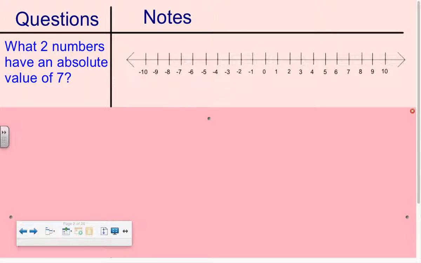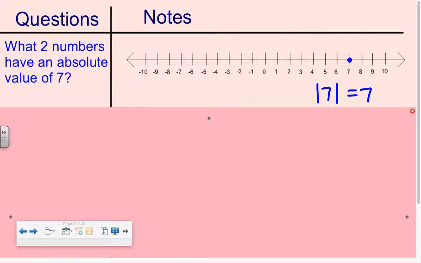Okay, so what two numbers have an absolute value of 7? Well, we know that +7 has an absolute value of 7. That one's the easier of the two. But what other number has an absolute value of 7? What other number is 7 away from 0?